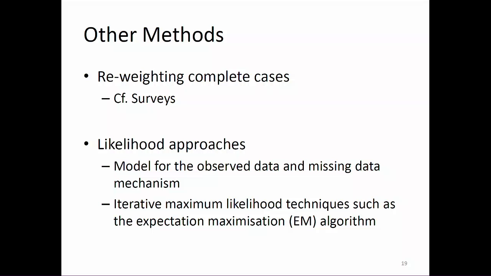So you've got a model for the data, and a model for the mechanism for the missing data. You can use that model to impute itself. Usually these methods are iterative, things like the expectation maximization (EM) algorithm, and Markov chain Monte Carlo methods are also increasingly common for carrying this process out.